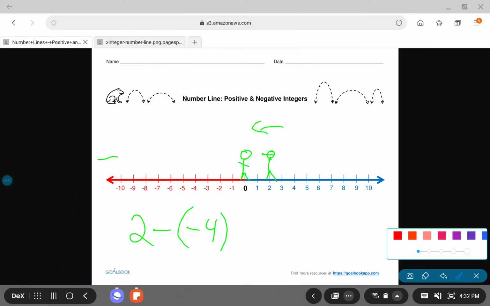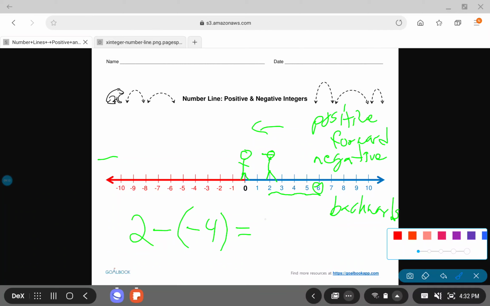All right, watch out for this, guys. He's subtracting by the opposite of 4. Remember, positives, you always go forward, and negative, you always go backwards. So which way is he going to go for this problem? Well, we're subtracting, so we have him facing the left direction, but we're subtracting a negative 4. So he's going to walk backwards. He's going to moonwalk 4 places backwards, and that's going to take him 1, 2, 3, 4 to positive 6. 2 minus negative 4 gives you positive 6.